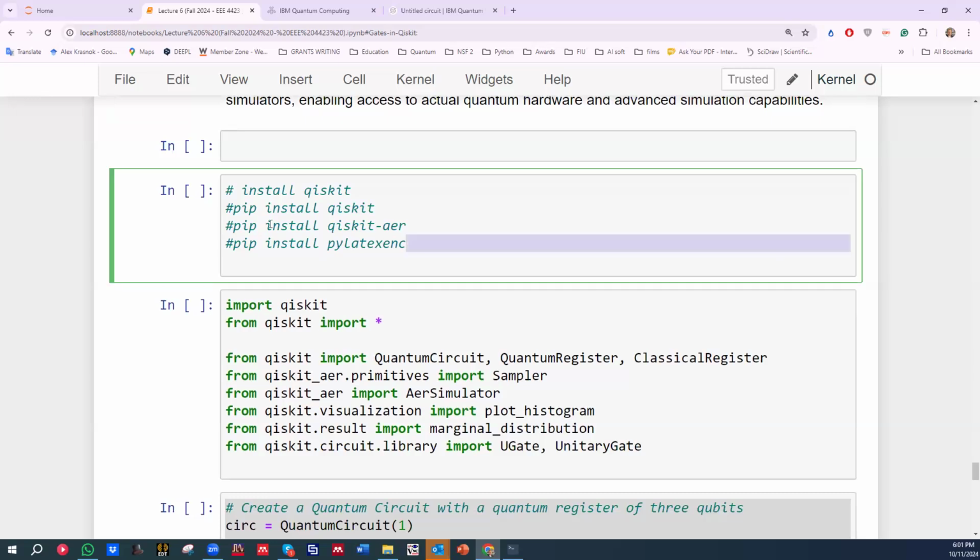Of course, you probably don't have Qiskit installed on your computer. To do so, you just run these commands: pip install qiskit, pip install qiskit-aer. Qiskit Aer is the simulator that allows you to simulate either perfect circuits or circuits with noise. And this one just allows you to present the outputs in a nice LaTeX-like format.